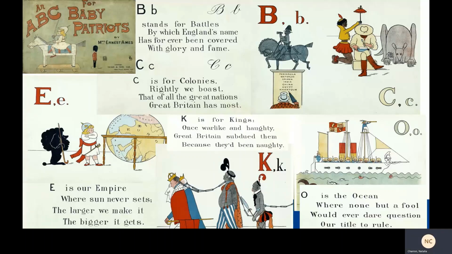K is for kings, once warlike and haughty. Great Britain subdued them because they'd been naughty. So like the people we conquer are bad and that's why we took over them. O is the ocean where none but a fool would ever dare question our title to rule. So our Navy is really important to nationalism too.